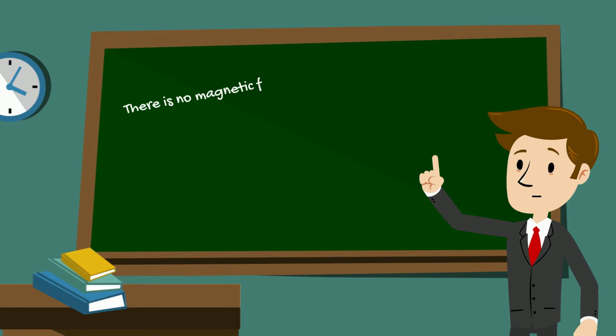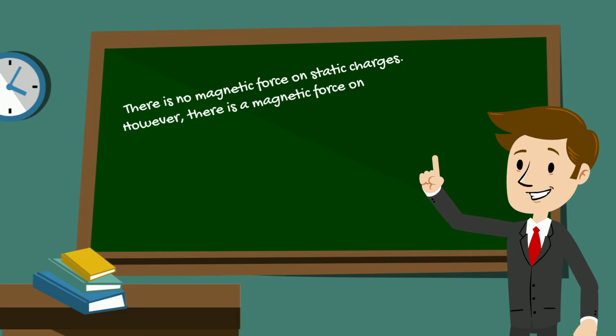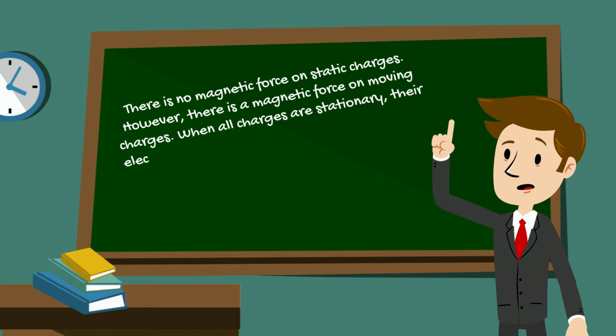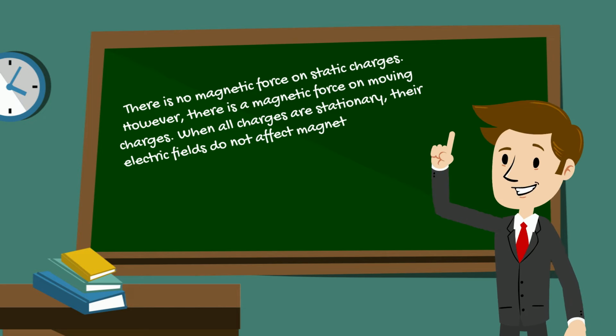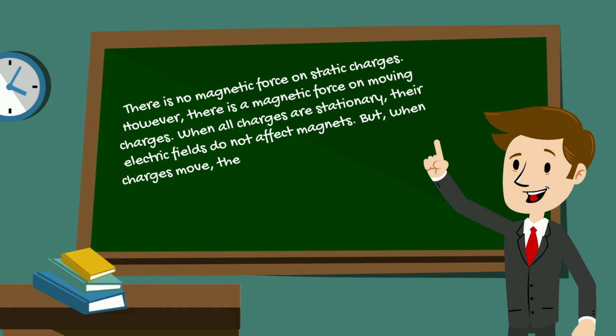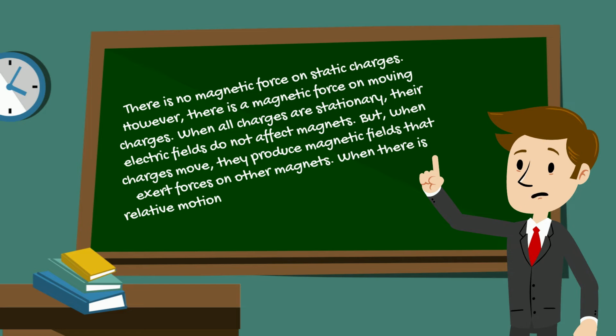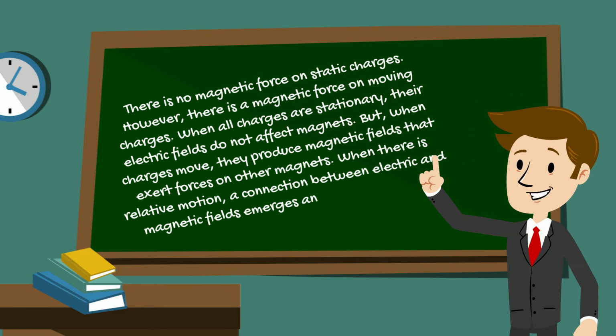There is no magnetic force on static charges. However, there is a magnetic force on moving charges. When all charges are stationary, their electric fields do not affect magnets. But, when charges move, they produce magnetic fields that exert forces on other magnets. When there is relative motion, a connection between electric and magnetic fields emerges and each affects the other.